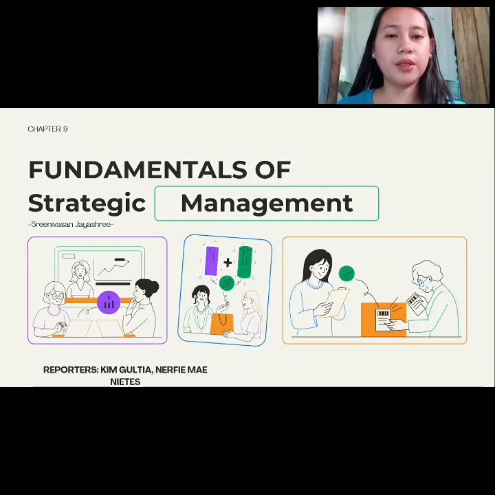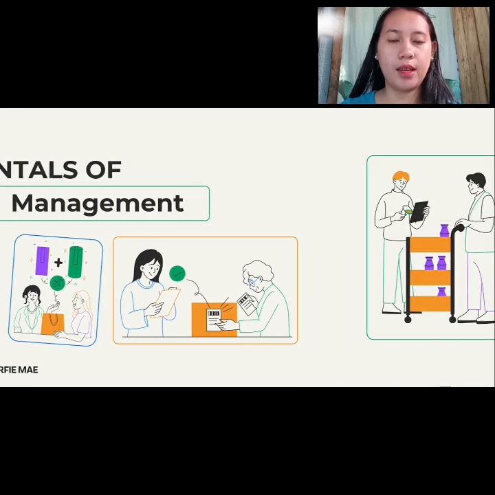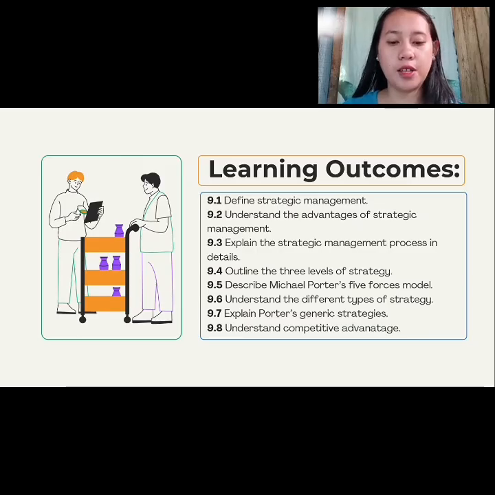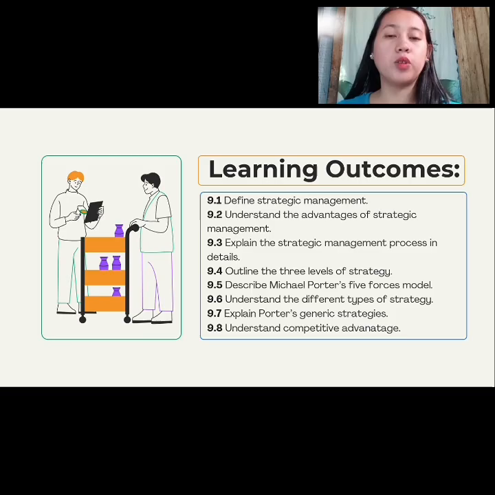So today we are going to discuss our assigned topic, the fundamentals of strategic management. Learning outcomes. Define strategic management. Understand the advantages of strategic management. Explain the strategic management process in detail. Outline the three levels of strategy. Describe Michael Porter's 5 forces model. Understand the different types of strategy. Explain Porter's generic strategies, and the last is to understand competitive advantage.